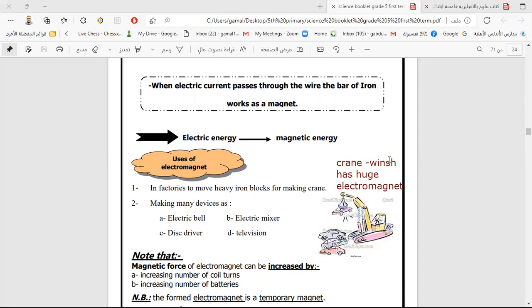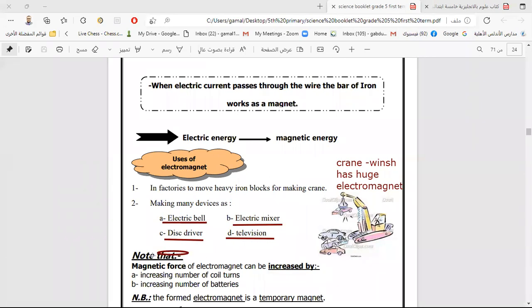And the uses of the electromagnet at home. Many devices contain small electromagnets like the electric bell, the electric mixer, the disk drive, and the television. All of these devices contain an electromagnet. We can increase the force of the electromagnet. Remember this note, please.